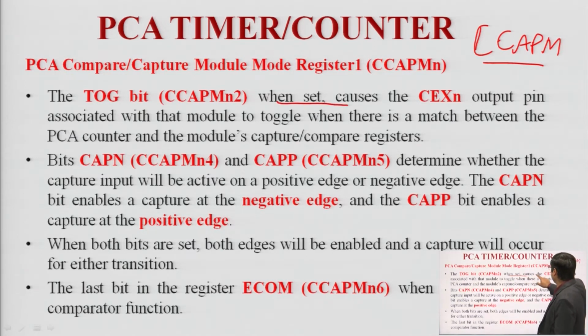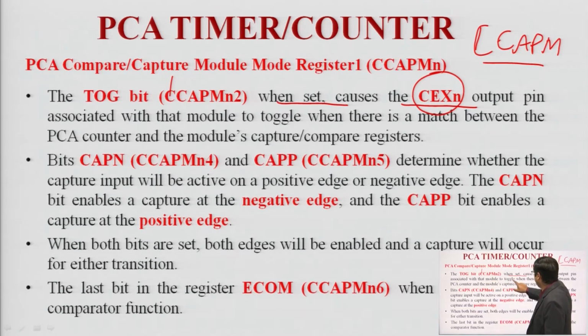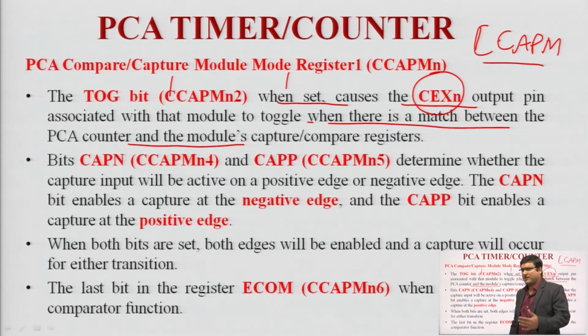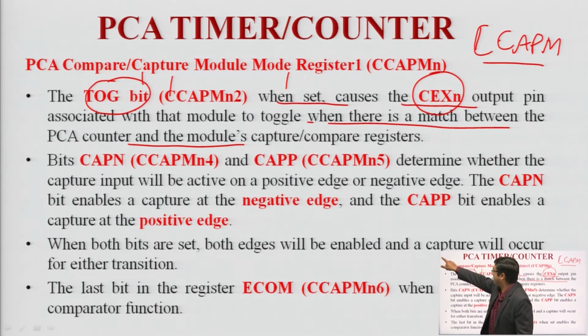When this is set, it causes the CEXn pin. We have seen in the CMOD register that there are 5 modules, and each is associated with a CEX external output pin. So when this is set to 1, the module toggles when there is a match between the PCA counter and the module. So for high speed toggle output mode, this bit should be 1. When this is set, the toggle occurs, that is, if the waveform has level 0, it will transit to 1, or similarly from 1 it will transit to 0.